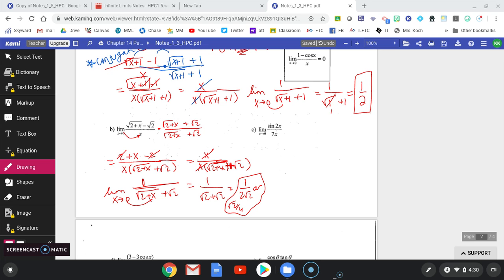So when I plugged in 0, I got a nice neat answer. Well, written very sloppily, 1 over 2 root 2. Or you can certainly rationalize the denominator since we're kind of used to that. You don't have to do that though.